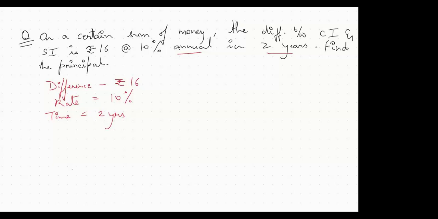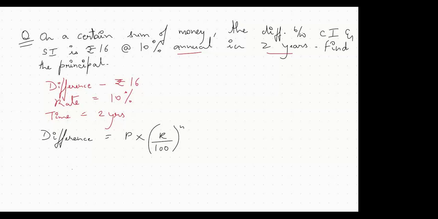interest formulas. How does that work? I'll show you. So this is my formula. Difference equals to principal multiplied by rate by 100 raised to the power n. This is for annual.